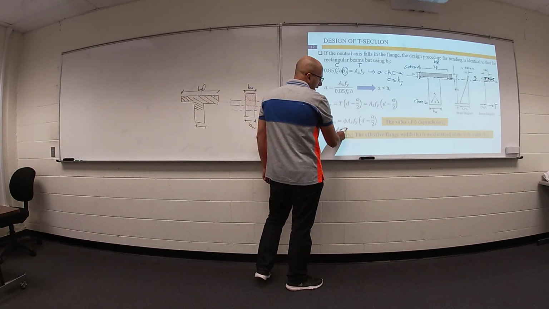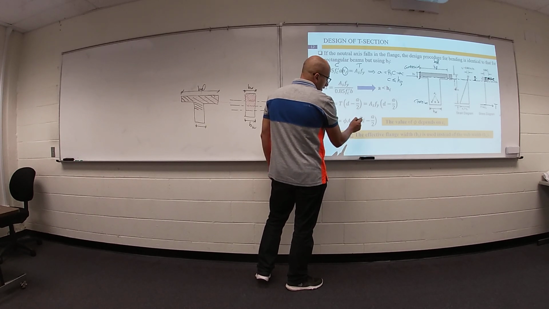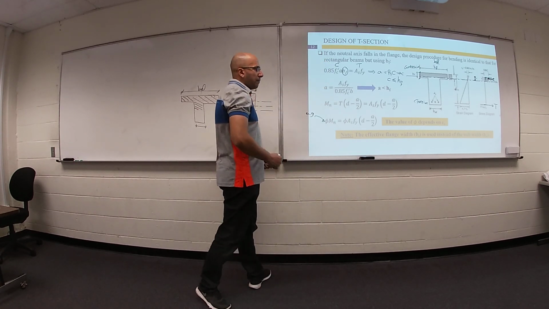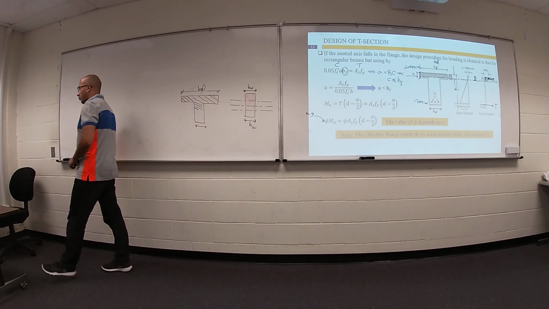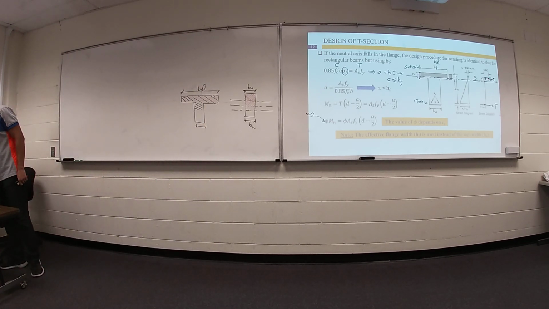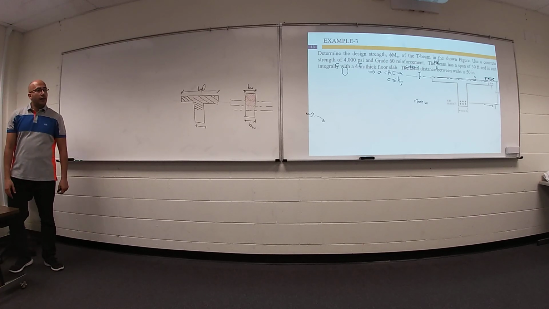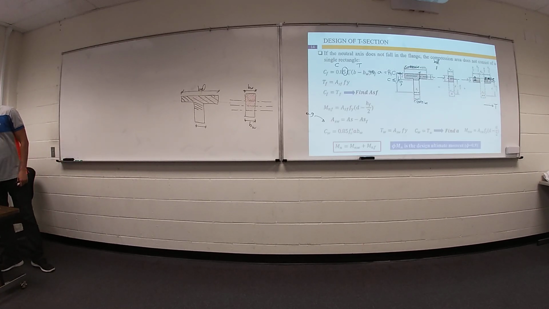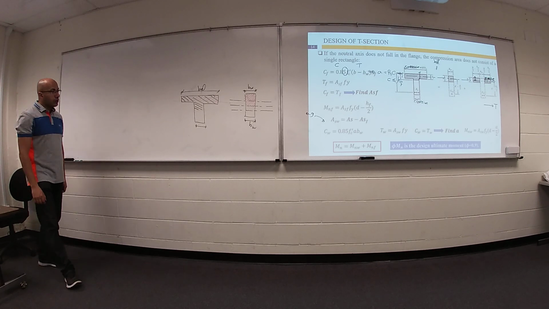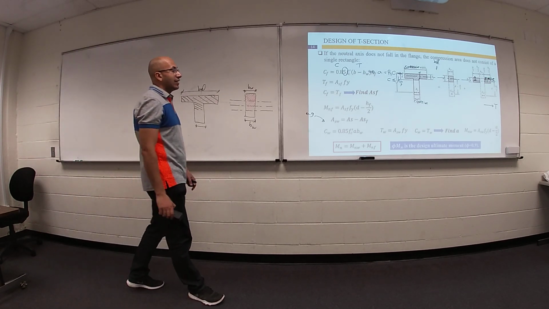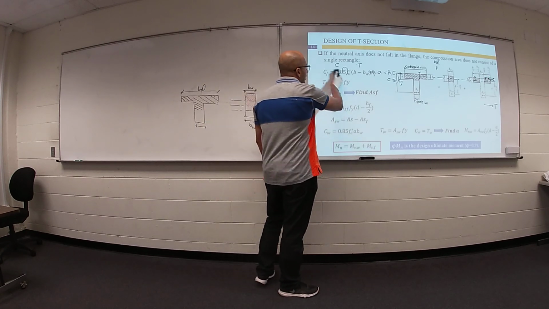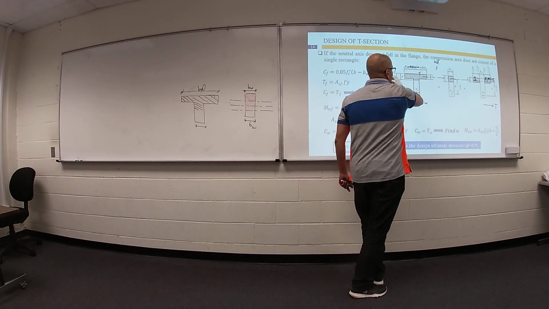Anyway, this is your design bending strength. And we solved one example last time. But what will happen if your neutral axis not within the flange?